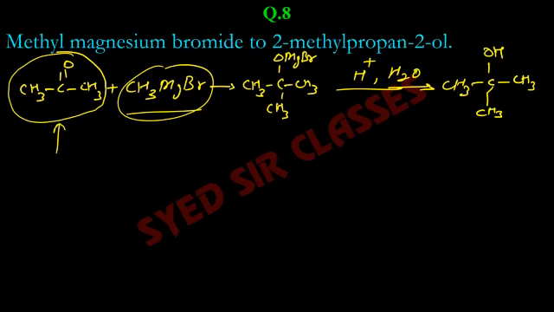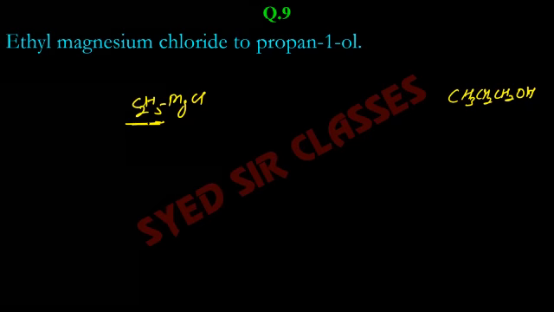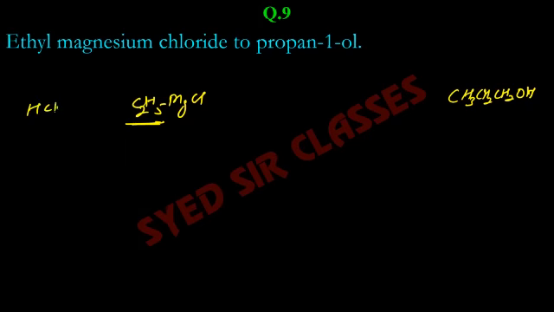Next, ethyl magnesium chloride to propan-1-ol. Again it is a similar thing. You have been given ethyl magnesium chloride, C2H5MgCl, and you need to get propan-1-ol, CH3CH2CH2OH. Here two carbons you already have in C2H5, so you need just one. It can't be a ketone. It has to be an aldehyde having only one carbon, that is HCHO.